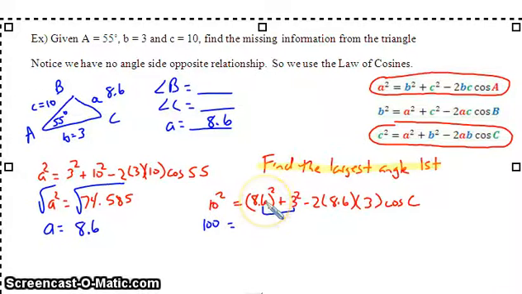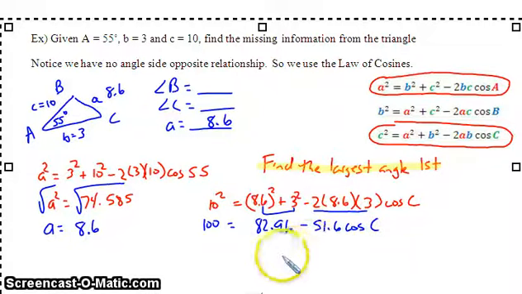When I do 8.6 squared plus 3 squared, I end up getting 82.96. Then I want to just do these three pieces together. Negative 2 times 8.6 times 3 is going to give me negative 51.6 cosine of C.